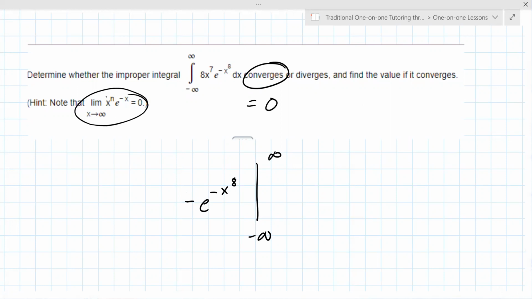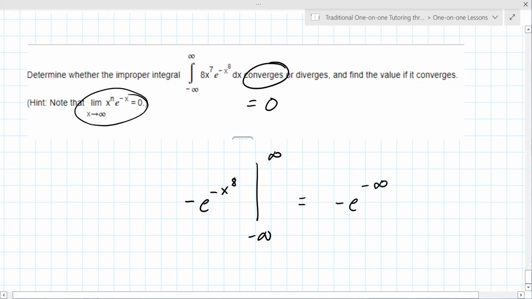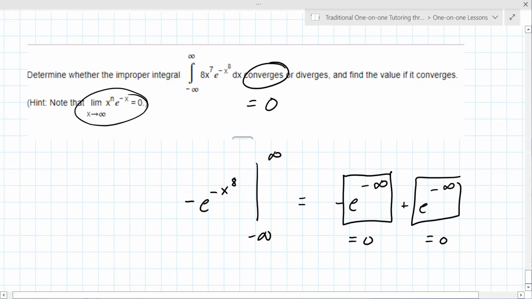Because that's 8x to the 7th there. But the idea here is that it ends up being in both cases minus e to the minus infinity plus e to the minus infinity. And this part, this is what they should have been telling you, always goes to 0. I guess they're saying even if there's a polynomial out in front, it still goes to 0. So it ends up being 0 minus 0 or 0 plus 0.